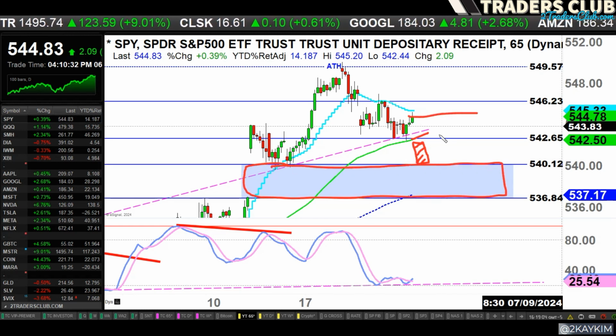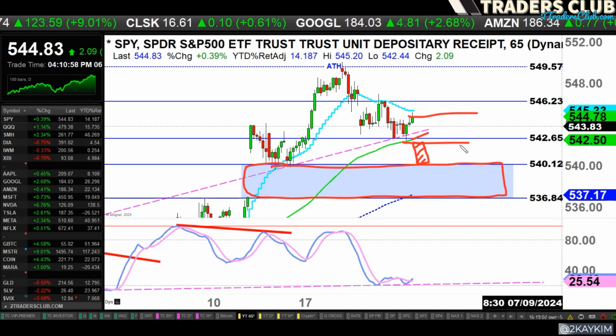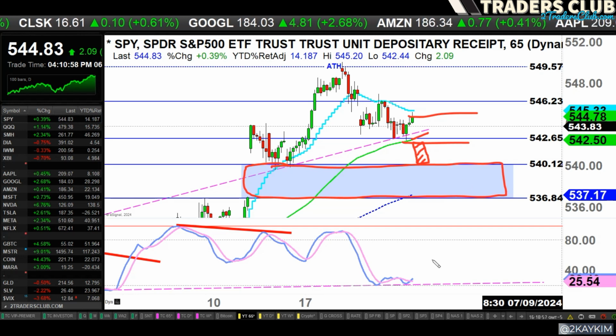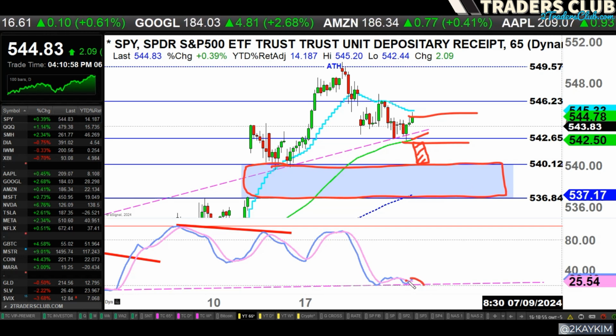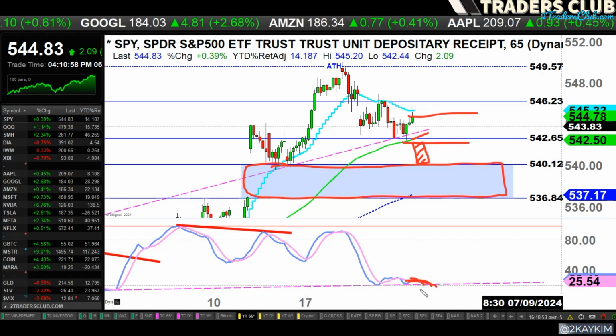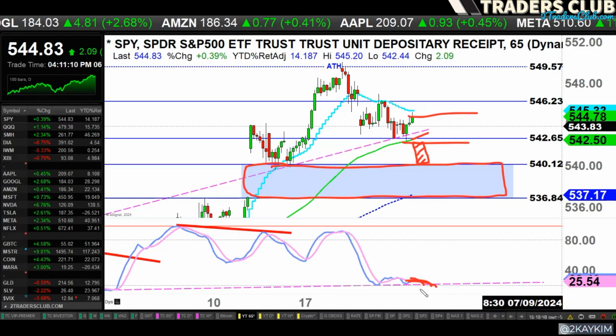If we do see a down gap tomorrow morning below 542, the sentiment is going to shift very, very quickly. You're going to see this oscillator whipsawing quickly, coming back down, and things will get hectic for this entire week, if not next week or two.